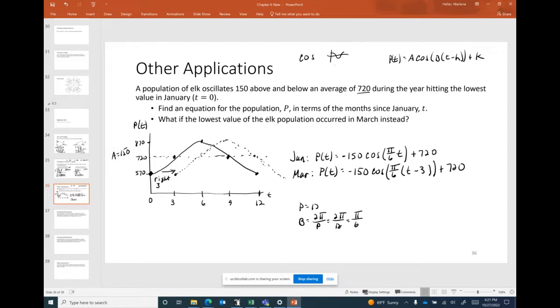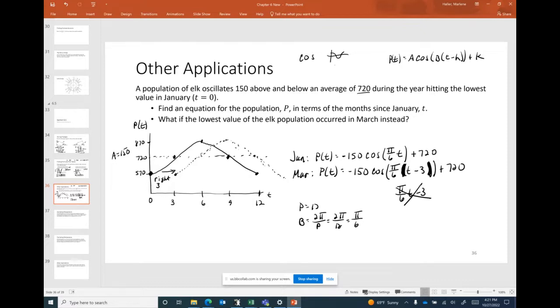Okay? Something that gets overlooked frequently in this course is that when you're doing a horizontal shift, these parentheses here are critical, right? Pi over 6 times (t minus 3) is not the same thing as pi over 6 times t, minus 3. All right, and that's our standard form. So please, please do not forget your parentheses in that.